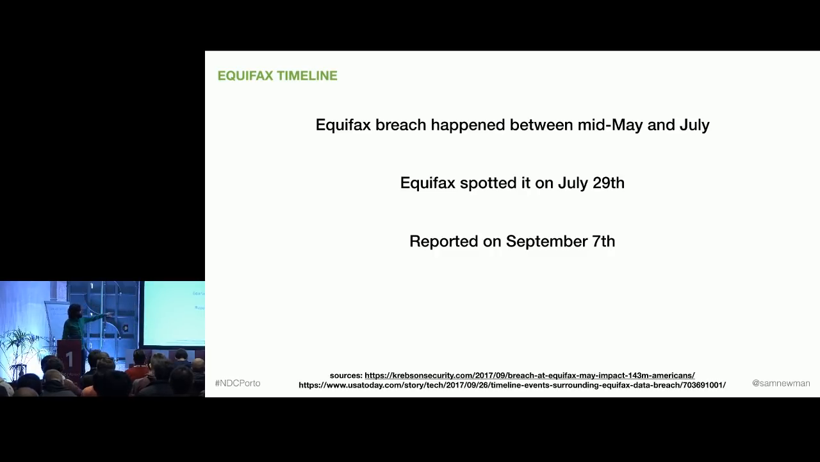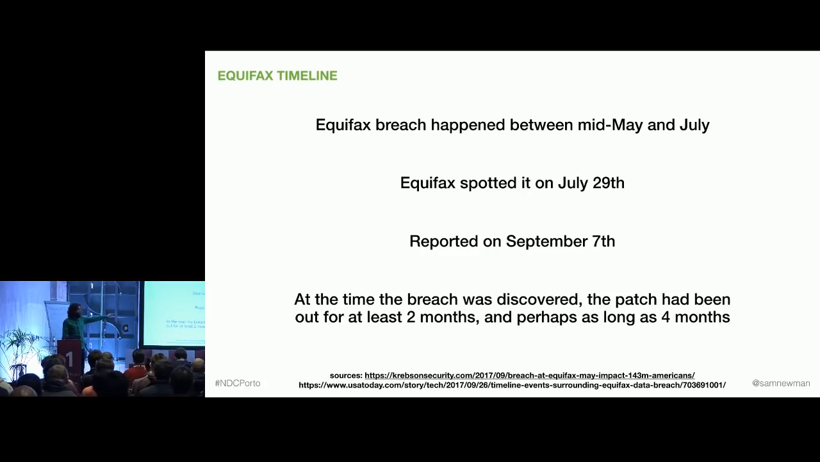So we know, based on what happened here, that when the breach was discovered, the patch had been available that would have fixed this problem. That patch had been available for anywhere from 2 up to 4 months. So they may have had up to a 4-month window in which they could have installed that patch and defended against this breach. But worst case, it was 2 months they had between the patch being available and the breach happening. 2 months. That's a long time.